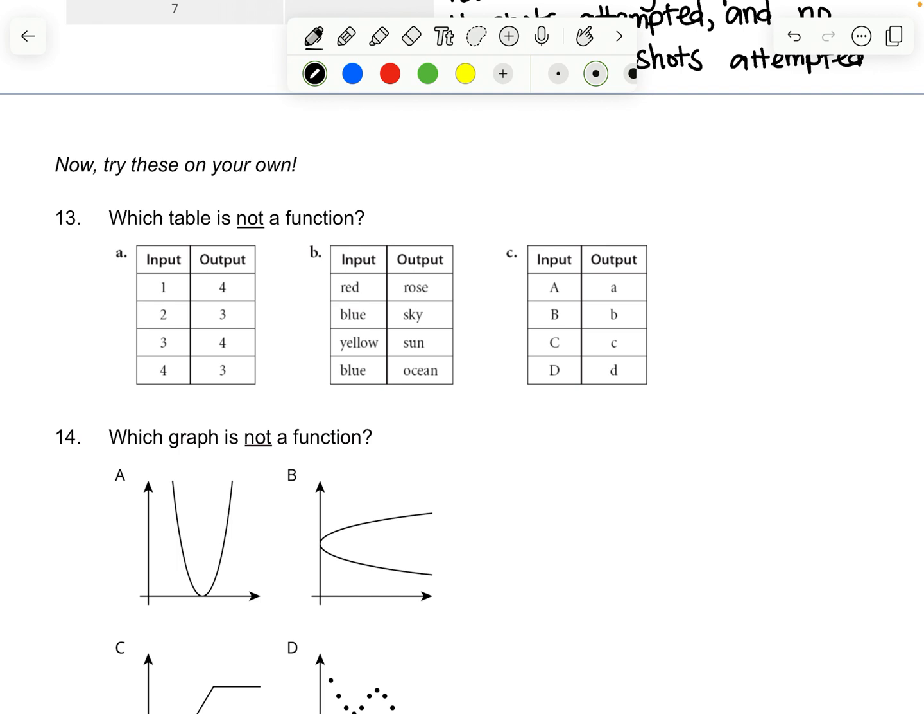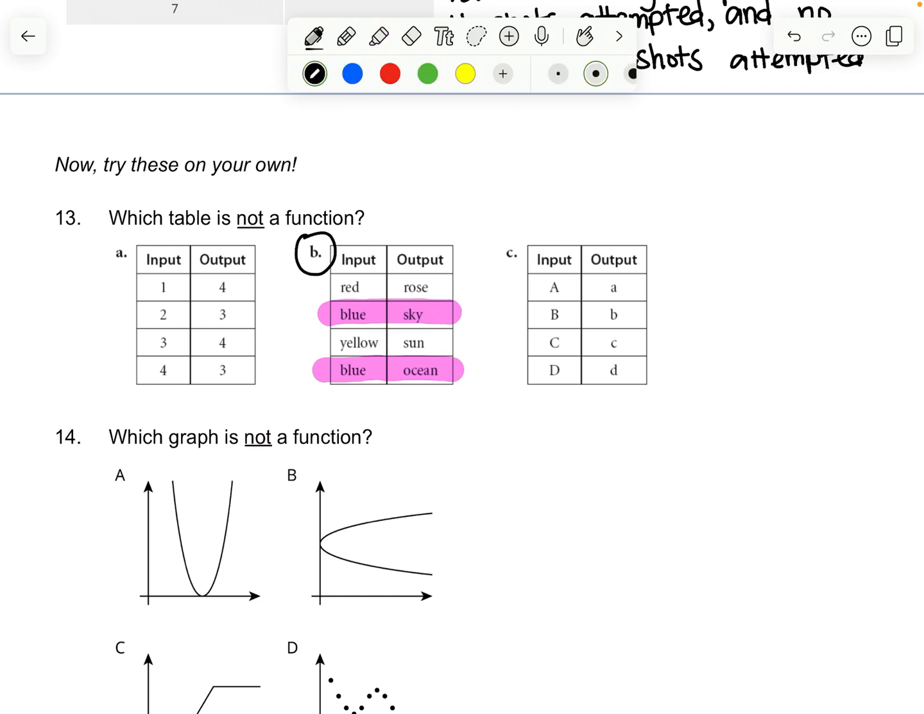For number 13, the table that is not a function would be the letter B. The reason why B is not a function is because I'm going to use my highlighter tool. I look here and I see the color blue is equal to sky. I also see down below that blue is somehow equal to the ocean. Because blue is the same input and it equals 2 different outputs, that is why it is not a function. If I look at all of the other tables, it has 4 different inputs, and each one has its own output. None of the inputs repeat.